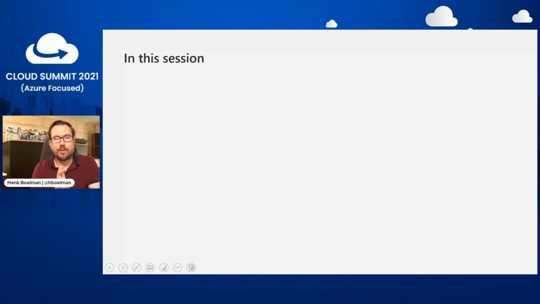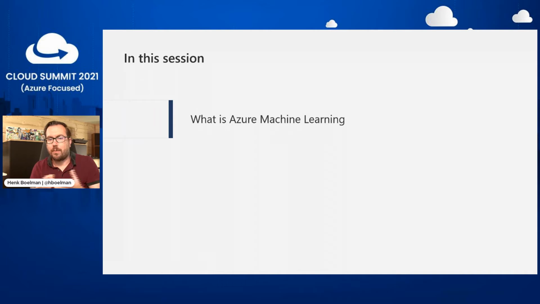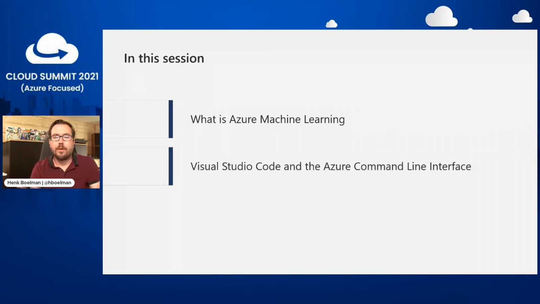So in this session we are going to cover a few things. Azure Machine Learning is big. We only have 25 minutes, so I picked two new things I want to talk with you about. So first, for the people who don't know what Azure Machine Learning is, I'm going to explain very quickly what our offering consists of. Then we're going to have a look at how we can use Visual Studio Code and the Azure Command Line Interface, Azure CLI, to control Azure Machine Learning. And then finally, we're going to dive into online managed endpoints.